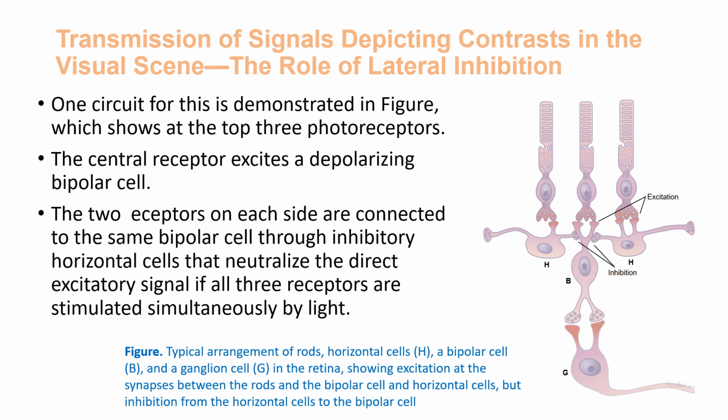One circuit for this is demonstrated in the figure, which shows at the top 3 photoreceptors. The central receptor excites a depolarizing bipolar cell. The 2 receptors on each side are connected to the same bipolar cell through inhibitory horizontal cells that neutralize the direct excitatory signal if all 3 receptors are stimulated simultaneously by light. Figure. Typical arrangement of rods, horizontal cells, H, a bipolar cell, B, and a ganglion cell, G, in the retina, showing excitation at the synapses between the rods and the bipolar cell and horizontal cells, but inhibition from the horizontal cells to the bipolar cell.